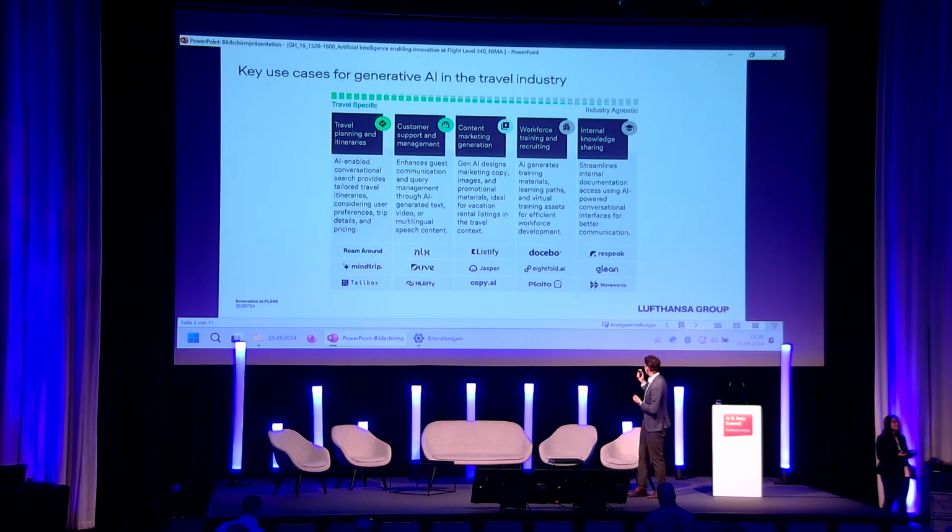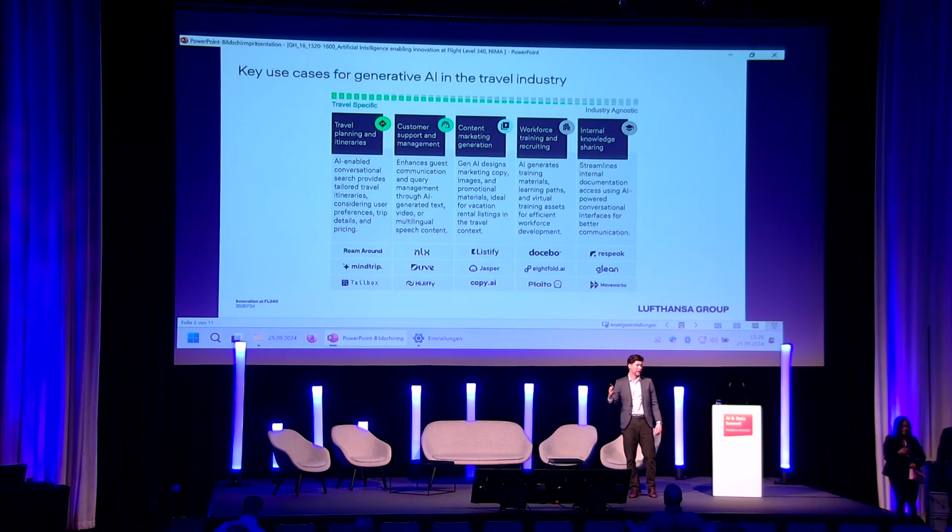For example, this is the matrix from Lufthansa Innovation Hub from tnmt.com. This is our newsletter, where we discuss different applications from the most travel-specific to the least travel-specific. So starting with a very simple one, travel planning and itineraries.